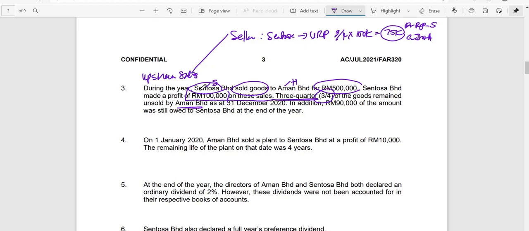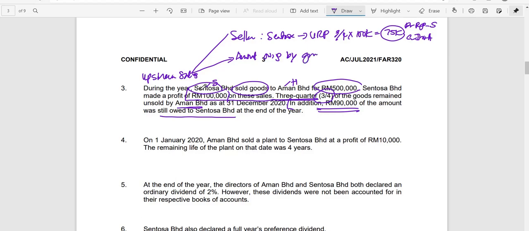That will be reflected in the schedule as well as in the SOFP, consolidated SOFP. The next one is to also do adjustment for the amount owing. Amount owing here means unpaid amount by the subsidiary and parent here. If you can see, in addition to that, you are informed 90,000 of the amount was still owed to Sentosa. So Aman has not paid the goods, the amount owing, and therefore we need to go and eliminate amount owing by group members, right?